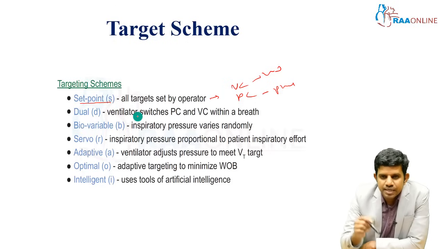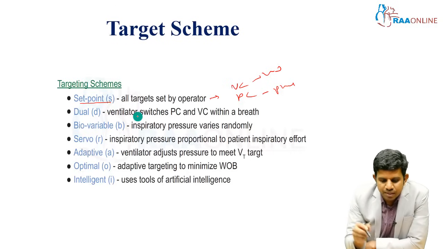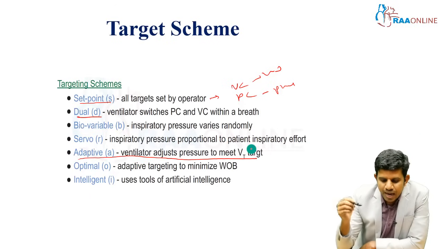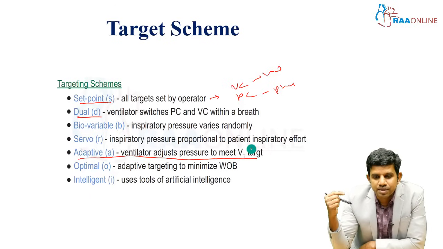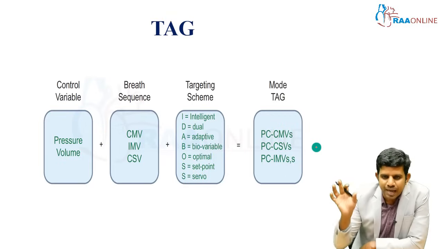Another method is when the ventilator switches from one mode to another within the breath, which is called dual mode. The third, most commonly, is PRVC, where the ventilator adjusts the pressure to meet the tidal volume target. That's called PRVC, which is most commonly used. So, it's an adaptive mode.